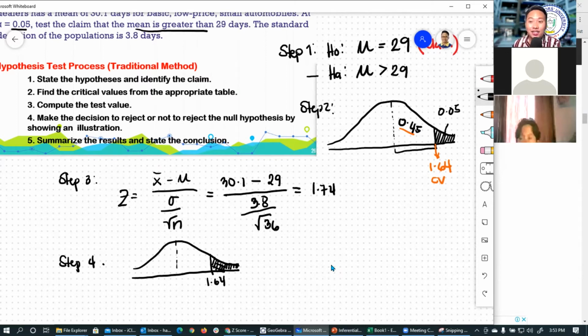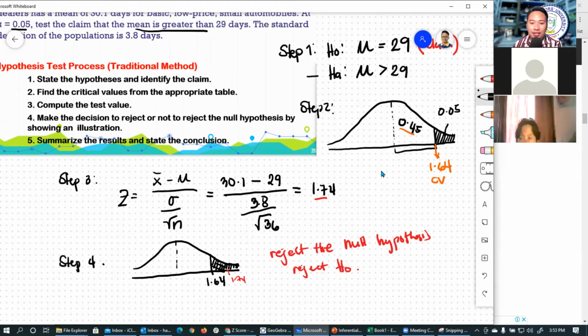Very good. The answer is in the rejection area, because 1.74 is clearly showing somewhere here. 1.74, it's in fact 10 units after 1.64. So basically, because 1.74 lands in the rejection area, our decision for step 4 is to reject the null hypothesis. So reject the null hypothesis. Or you can just say reject HO. Because HO is the null hypothesis.